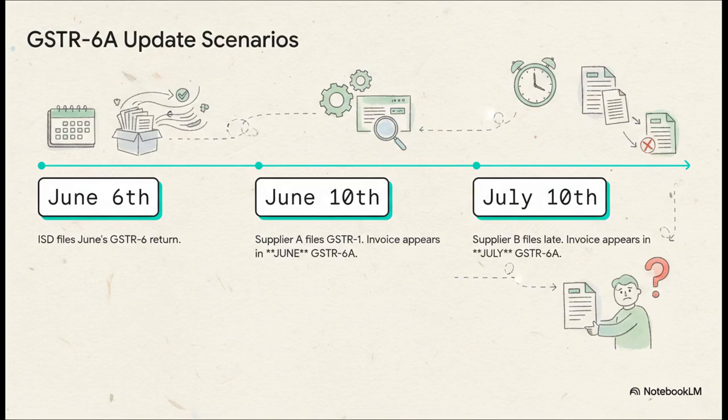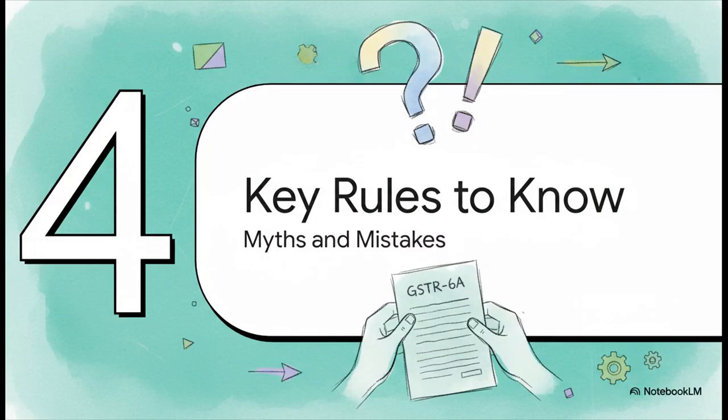But here's the catch. Look at supplier B. They file their June return late, on July 10th. That invoice will not show up in your June statement. Instead, the system pushes it into your July GSTR-6A. This is a huge deal for reconciliation, because it means you have to wait until the next month to claim that credit.